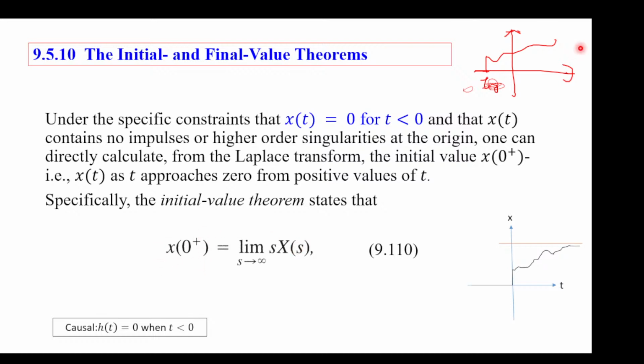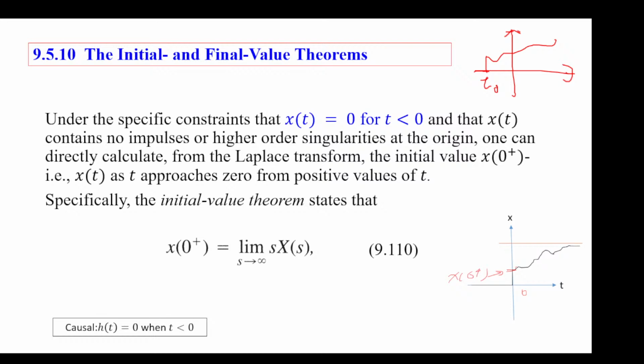It says x of 0 plus, so t equals 0 here and this point is our x of 0 plus. You can find this value by taking your Laplace transform, multiplying by s, and taking the limit as s goes to infinity. If this converges to some finite value, then you will have a finite value x of 0 plus.